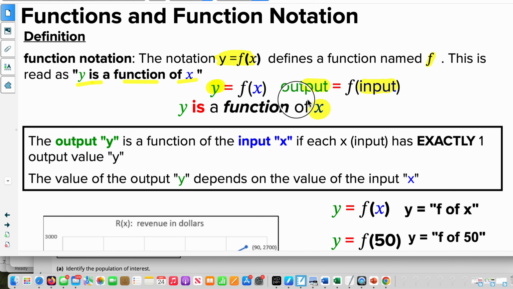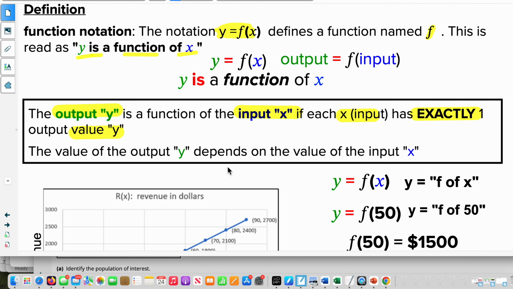So that's really important, being able to deconstruct from function notation into words, or from words being able to write it as a function. So again, if I say the output y is a function of the input x, if each x value has exactly one output value, that is a function. If we have more than one output for an x value, it means it's not a function. Another way we can say this is the value of the output depends on the input.